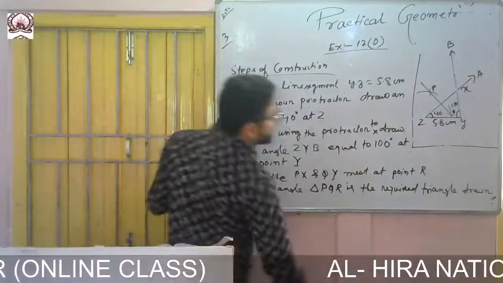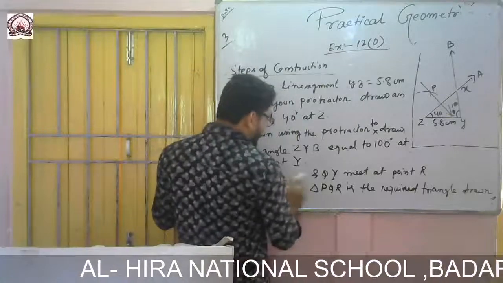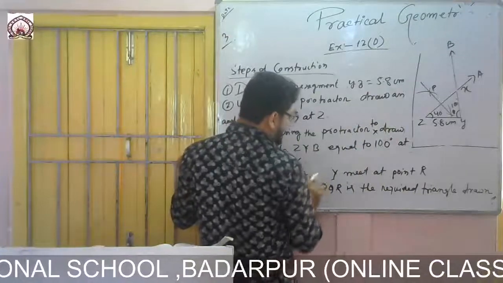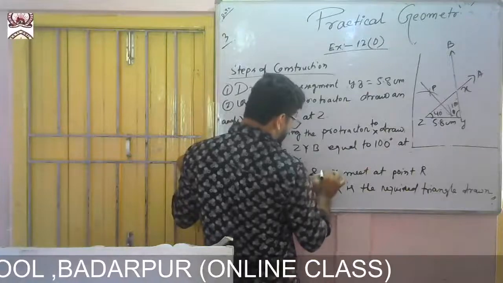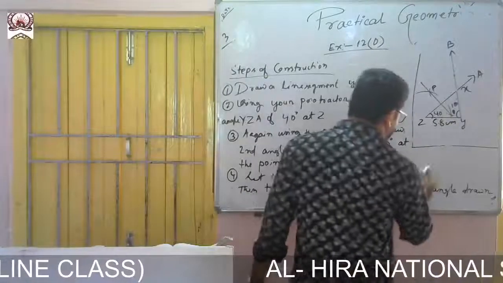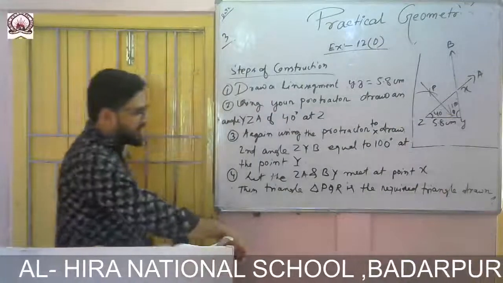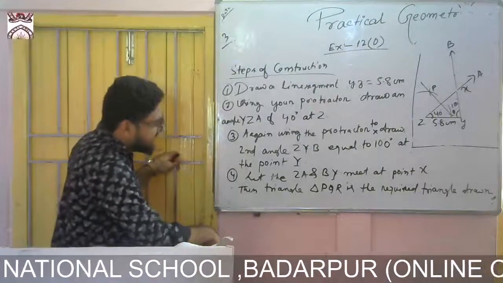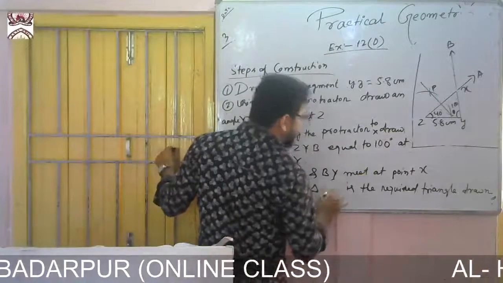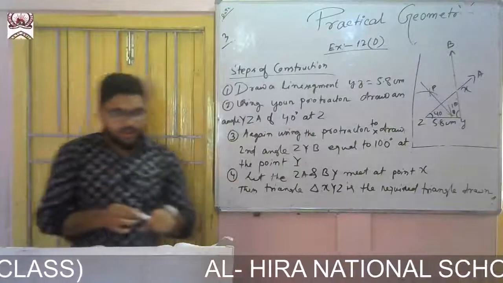Let ZA and YB meet at point X. Then the triangle XYZ is the required triangle drawn.